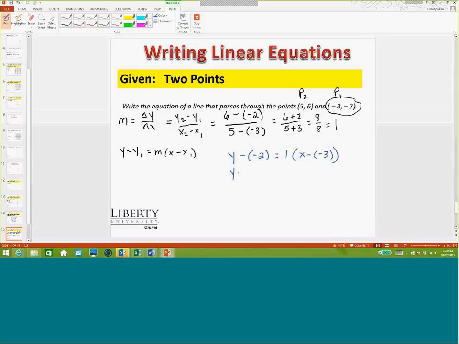I'm going to simplify. Y plus 2 is equal to, now I don't have to use that 1 because 1 times anything is just itself, x plus 3. Now to solve for y, I'm just going to subtract 2 from both sides. So y is equal to x plus 1. And that's the equation of the line between these 2 points, that runs through these 2 points.